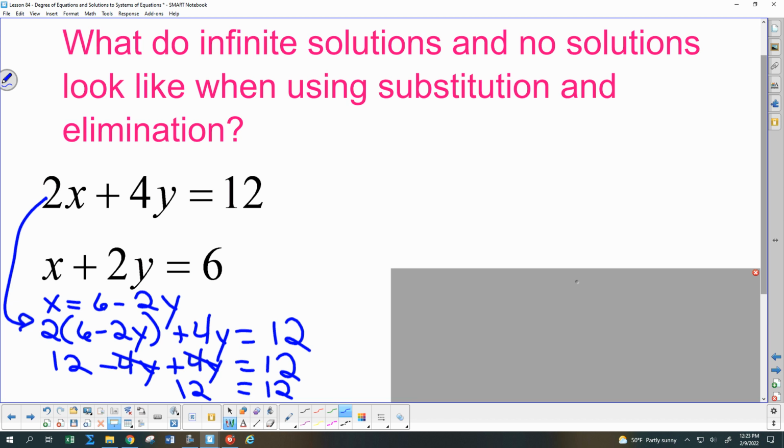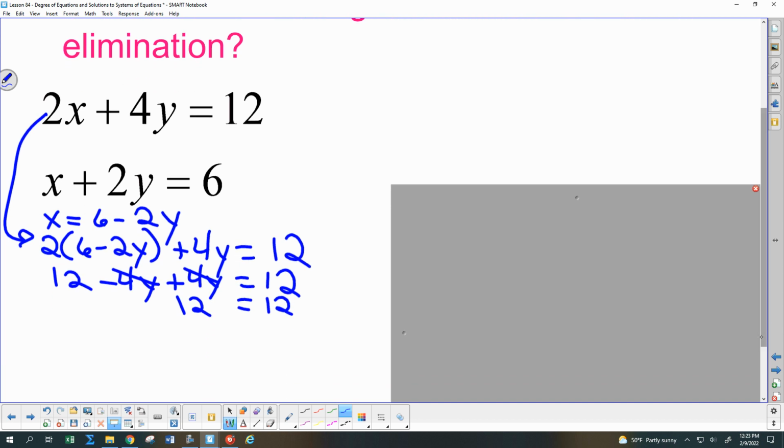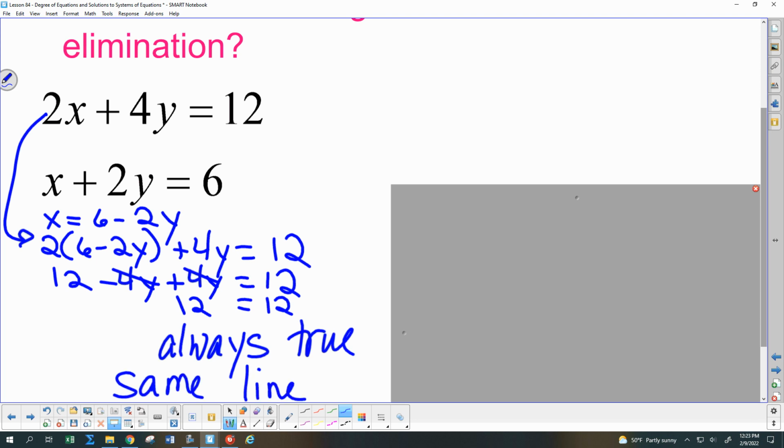Always. So we just got something here that is always true. No matter what we pick for x, we can come up with something that is always true. When it's always true, that is going to mean infinitely many solutions, same line, dependent, consistent, all that good stuff.